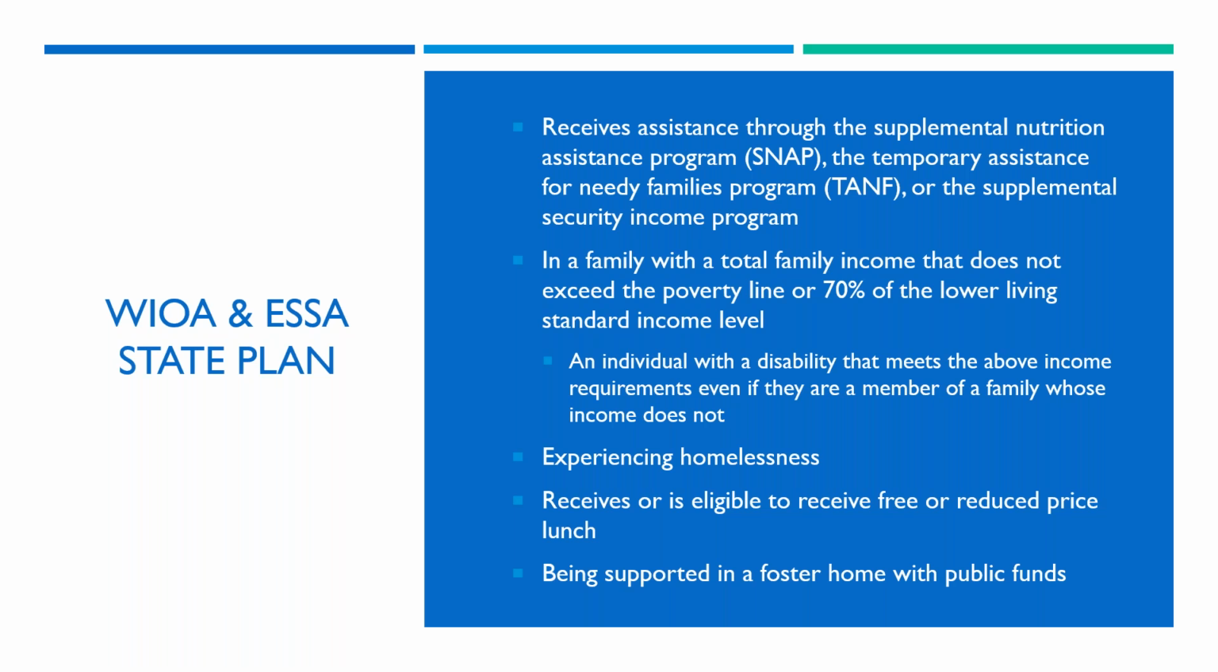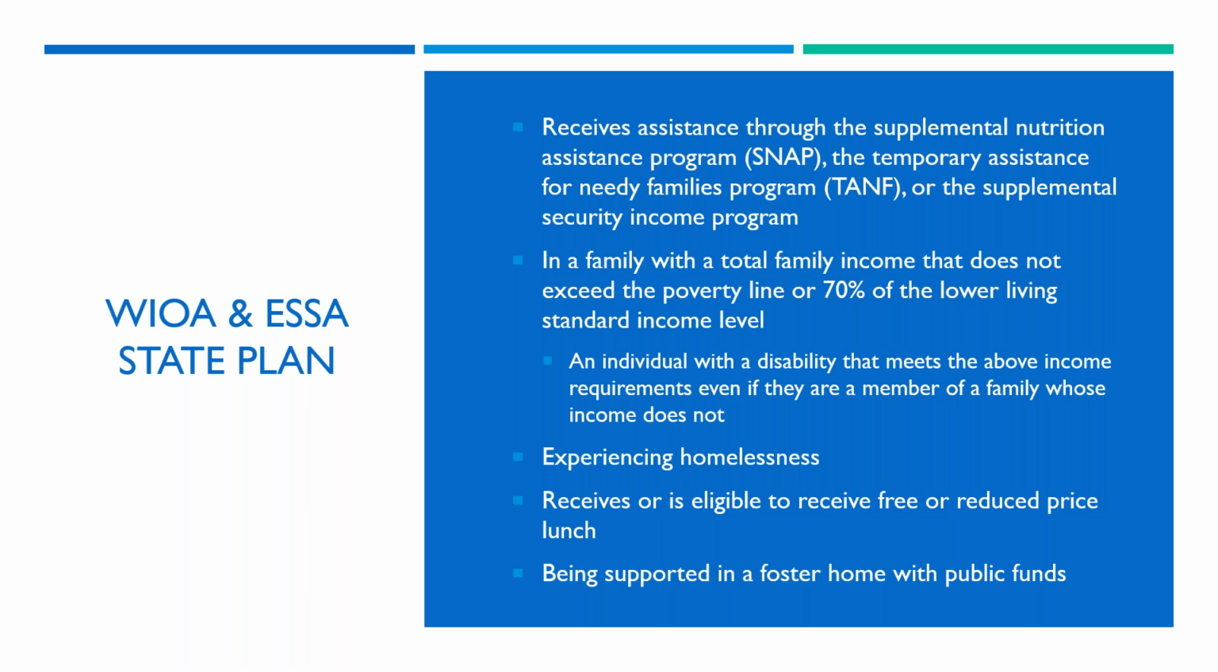But when we're talking about economically disadvantaged, we're looking at those students or families that are receiving assistance through SNAP, Supplemental Nutrition Assistance Program, through TANF, through Supplemental Security Income. We're also looking at a student who is a part of a family where the total family income does not exceed the poverty line, or 70% of the lower living standard income. So whichever of that is higher, they would then qualify as economically disadvantaged.